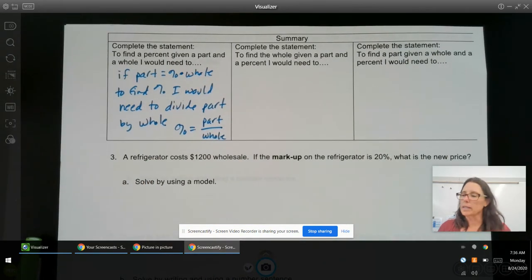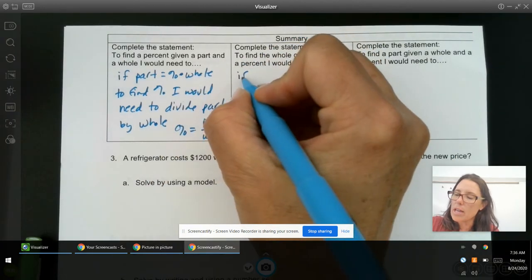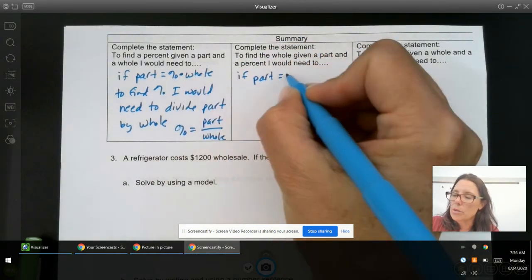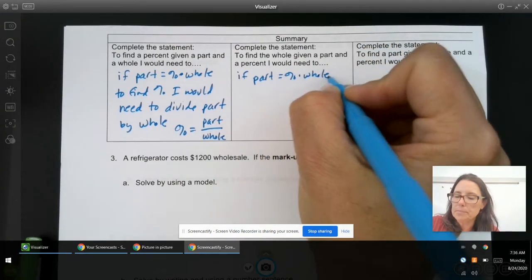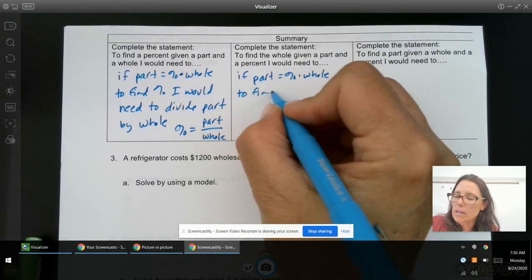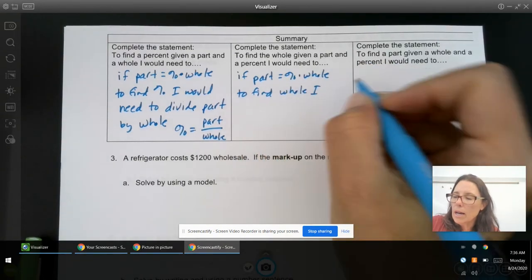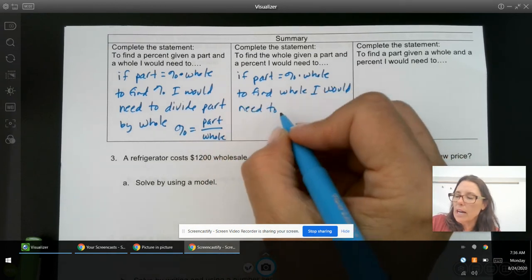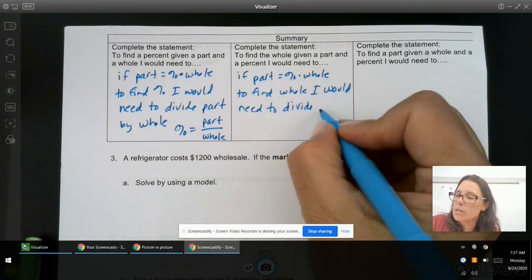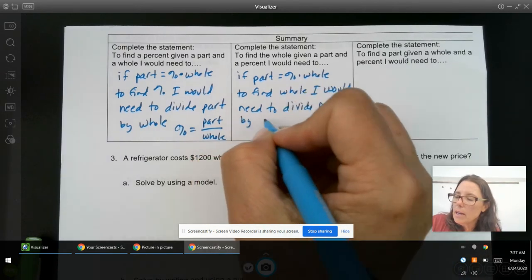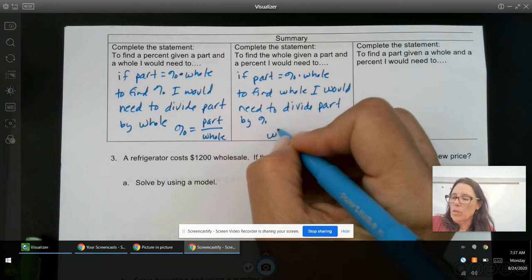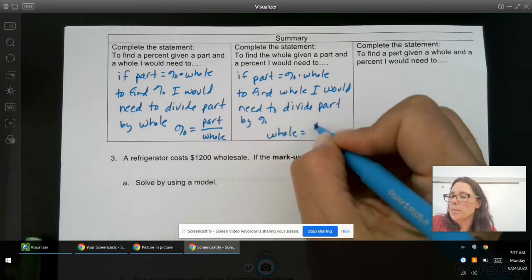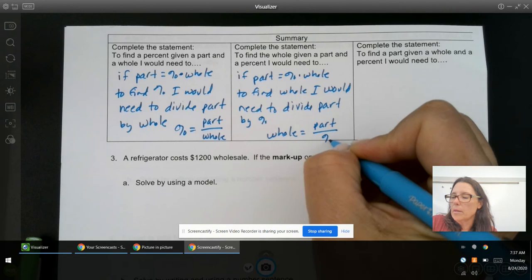Second one, complete the statement. To find the whole given a part and a percent, I would need to. So again, let's start with part equals percent times whole. To find the whole, I would need to divide part by percent. So the whole is part divided by percent.